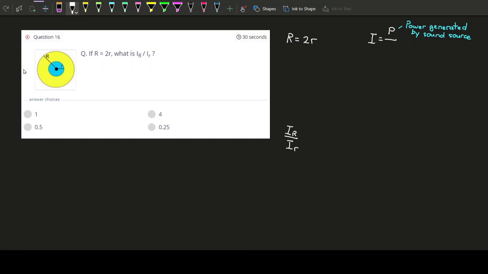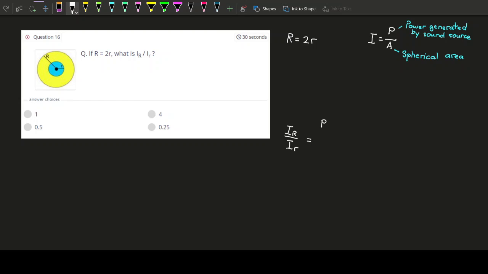So it's divided by A. If P is the power generated by the sound source, then A will be the spherical area. This is for if your sound wave is spreading out spherically. This is what we know. So later when we do this ratio, we'll need to consider the power of the source.